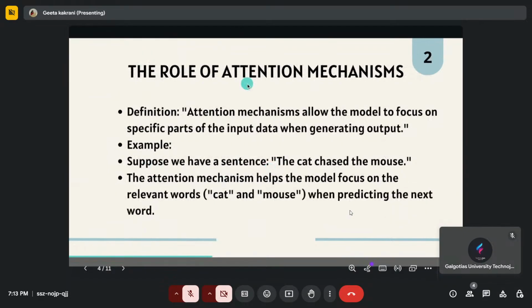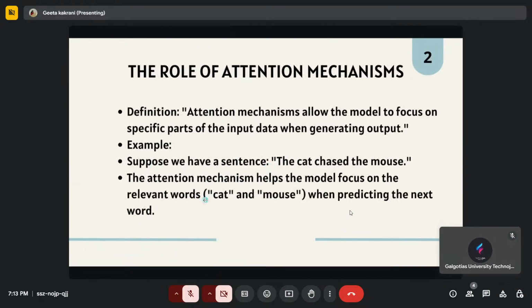So generative AI is at the center of the transformer, and the transformer is based on the attention mechanism. So what is the attention mechanism? I will try to explain it in a very simple way. The attention mechanism allows the model to focus on a specific part of the input data when generating output.